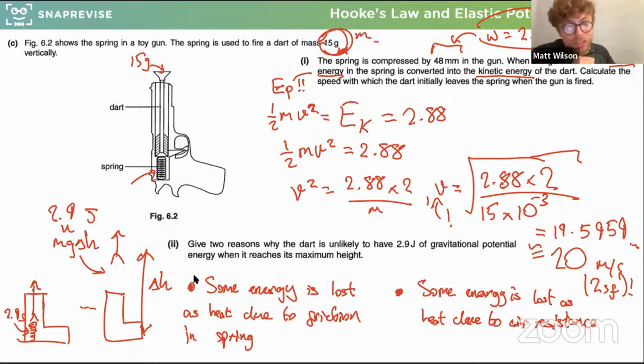So this friction, as this dart rubs against the walls of the gun as it's released, that's going to lose heat. But you're actually absolutely right. It's going to cause sound loss as well. So you could have put sound here, or if you were being super good, you could have said some energy is lost as heat and sound due to the friction in the spring, or between the spring and the gun.